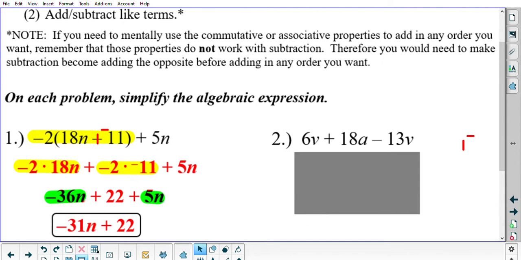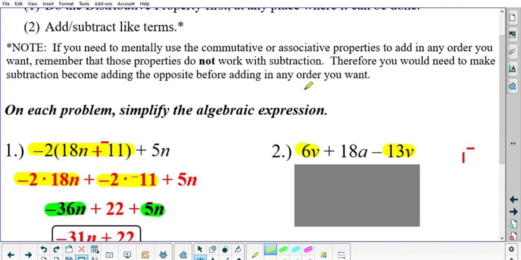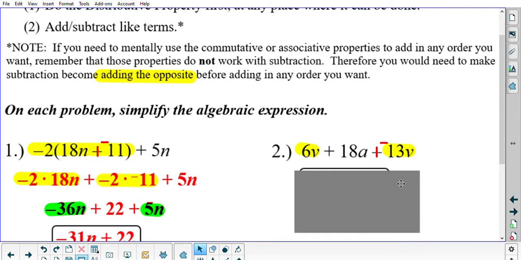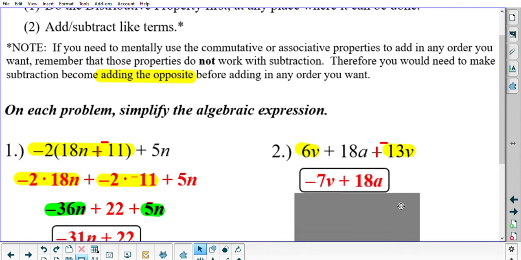You should notice that the 6 has a v and the 13 has a v, but they're not next to each other. And the note up here says that if you're going to mentally use the commutative or associative property, you have to realize you cannot switch the order with subtraction. You're going to have to make the subtraction become adding the opposite first. And that's exactly what I need to do here. Make subtraction become adding the opposite before I start mentally moving things around. So the 6v can be added to negative 13v, and that would give me negative 7v, then plus 18a.